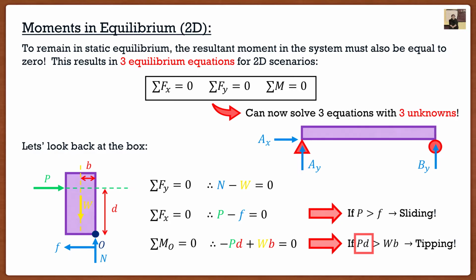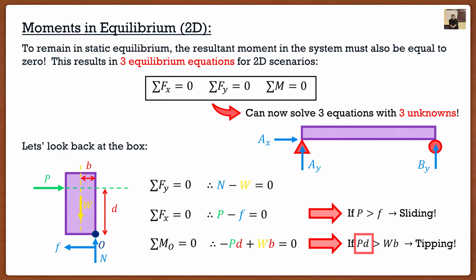Now, if we were to look at increasing P, we can say, yeah, increasing P would lead to tipping, but if we increase P, we might actually activate that first case, which is sliding. So that's something to be aware of, is increasing P may not actually make the box tip, it might actually make it slide before it tips.